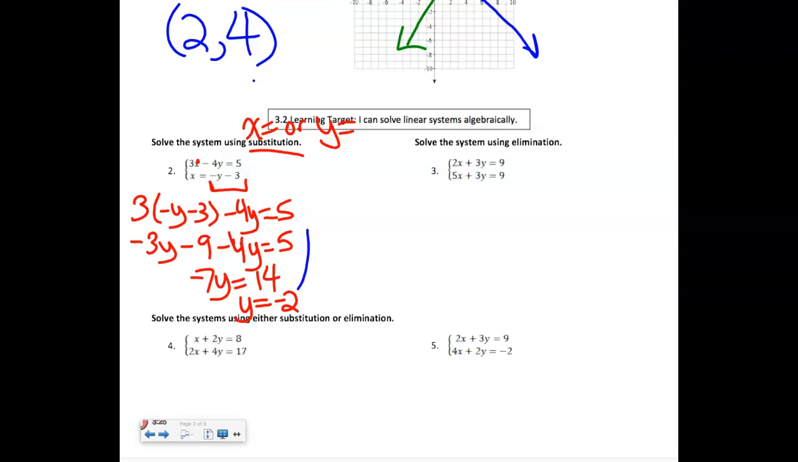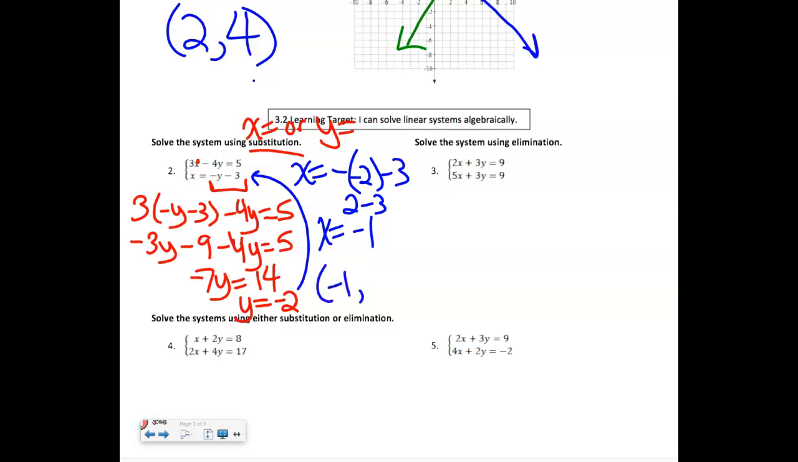I notice this equation says x equals, and so I'm going to say x equals. Notice our y has a negative in front of it. So I'm going to have negative negative 2 minus 3. This double negative is going to turn positive, so we really have 2 minus 3. So x is going to equal negative 1. Again, leaving it like this, I'd have to mark it wrong, so I need you to write this as an ordered pair. So we're going to say negative 1, negative 2. Okay, so that is substitution.